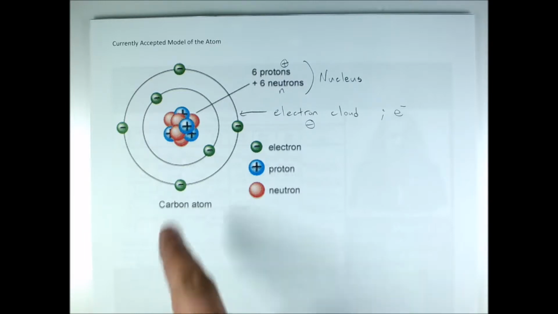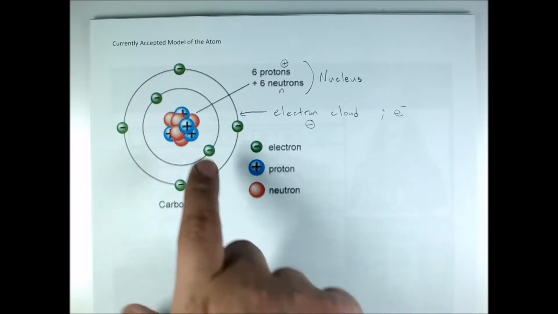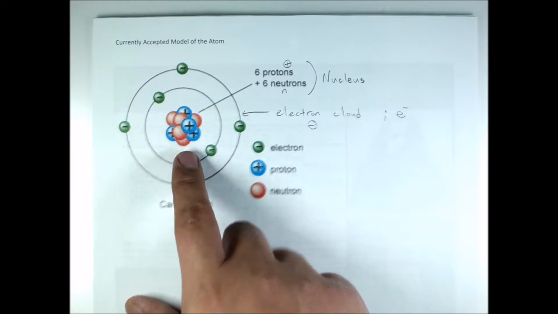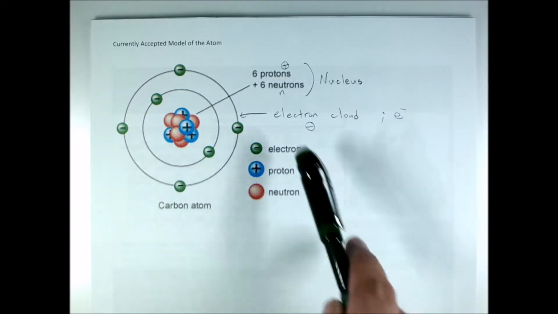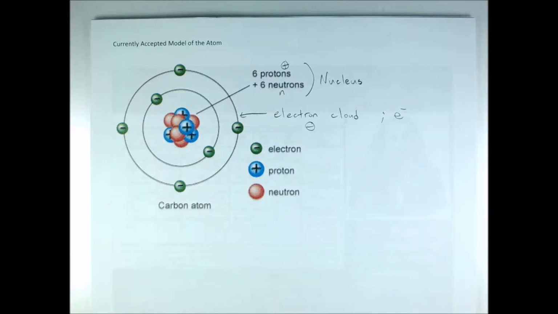Alright, so what's the deal here? Didn't I just say that like charges repel? So notice here we have a bunch of positive charges held together. What's allowing that to happen are your neutrons. You can think of neutrons as being somewhat of an atomic glue that holds all these positive charges together.